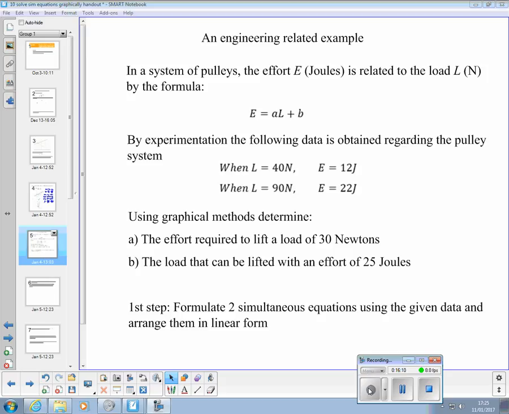When the load is 90 newtons, the effort applied is 22 joules. Using graphical methods, we're going to determine the effort required to lift a load of 30 newtons and the load that can be lifted with an effort of 25 joules. The first step for you to do is formulate two simultaneous equations using the given data and arrange them in a linear form.